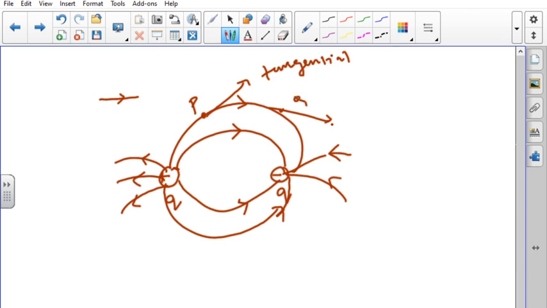So this is the second property: the electric field vector at a point in space is always tangential to the electric field line.